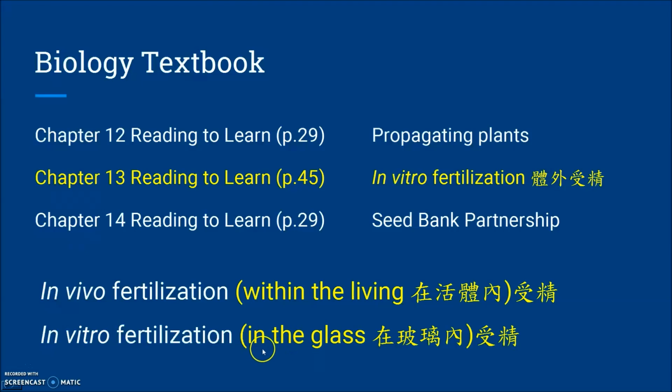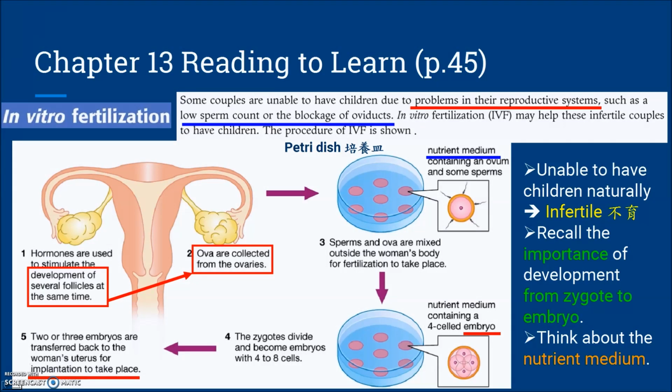So in-vitro fertilization can be regarded as fertilization taking place outside the human body, or at least outside the organisms. And in-vivo fertilization obviously takes place inside the organism. So at least you get familiar with those words first, in-vitro and in-vivo fertilization. In this video, there will be 3 parts.